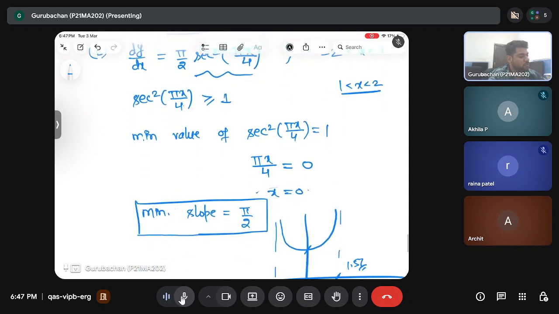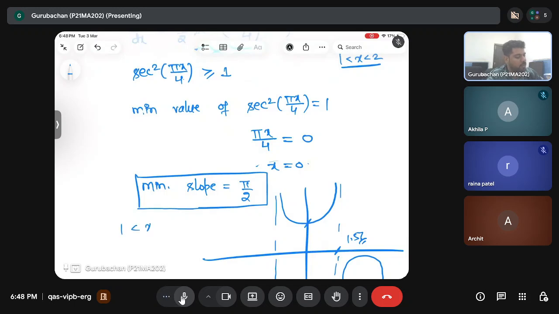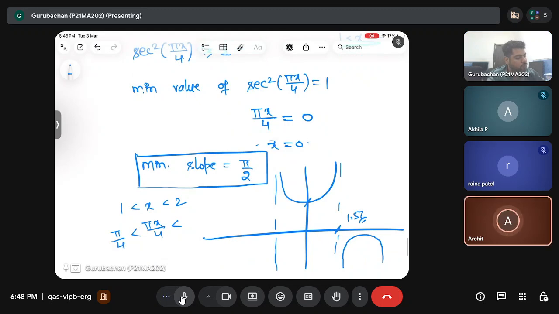so we have to just first check. You are talking about x lying between 1 and 2, so your pi x by 4 will lie between pi by 4 and pi by 2. So your interval will be this, pi by 4, suppose here in between, and this is your pi by 2. So clearly you can see that the function is increasing. So where will you get the minimum value? At pi by 4, x equal to 1, but 1 is not touching.